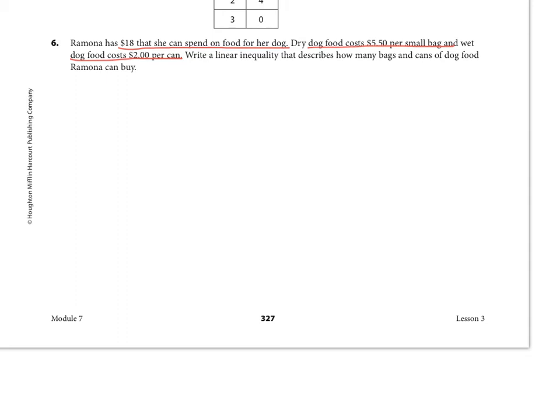So we have two rates here. So we have $5.50 per bag plus $2 per can, and that I have $18 to spend. That means I can spend less than or equal to $18. So the difference is I'm not wanting to spend exactly 18. I can spend up to 18. So that becomes our inequality. Now, again, if you're struggling with this, you could replace B with X and C with Y and then do it. But we're going to go ahead and change the equation.